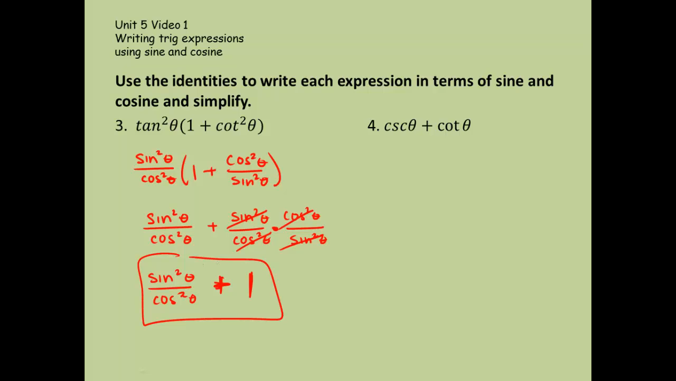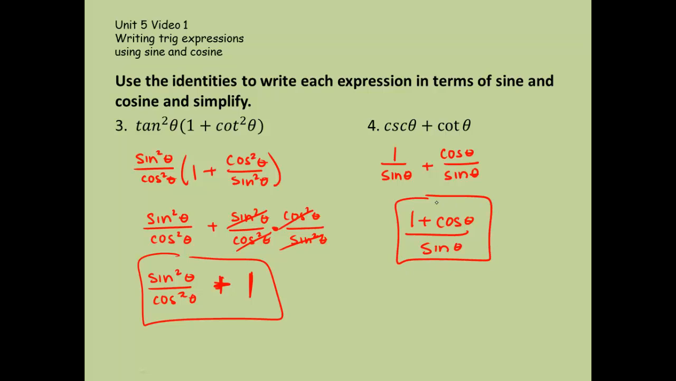Number 4, cosecant of theta plus cotangent of theta. Cosecant of theta is 1 over sine of theta. It's the reciprocal of sine. Plus, this is going to be cosine of theta over sine of theta. Once again, I have common denominators, so I'm able to go ahead and combine my numerators together, leaving my denominators alone. 1 plus cosine of theta over sine of theta. And that is as simple as this can get.